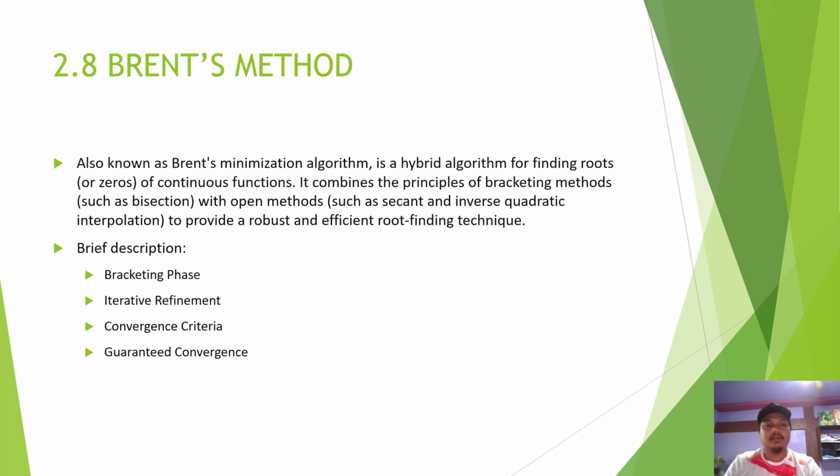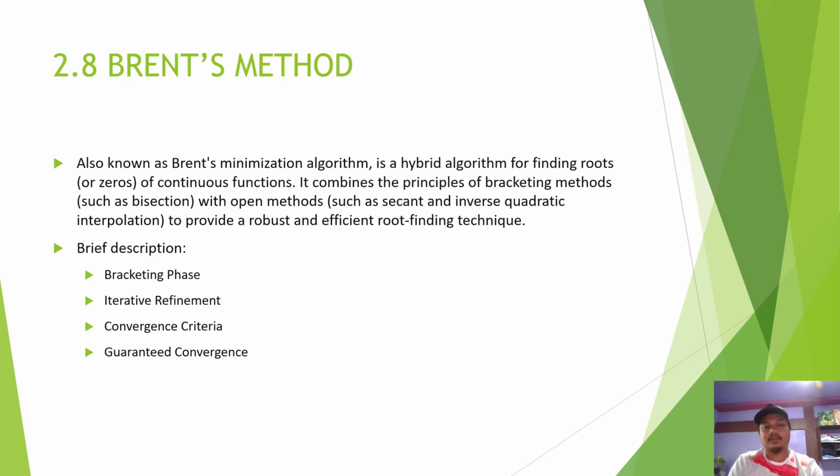Brent's method, also known as Brent's minimization algorithm, is a hybrid algorithm for finding roots of continuous functions. It combines the principles of bracketing methods, such as bisection, with open methods such as secant and inverse quadratic interpolation to provide a robust and efficient root finding technique.